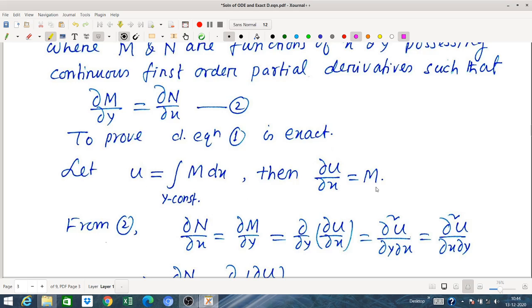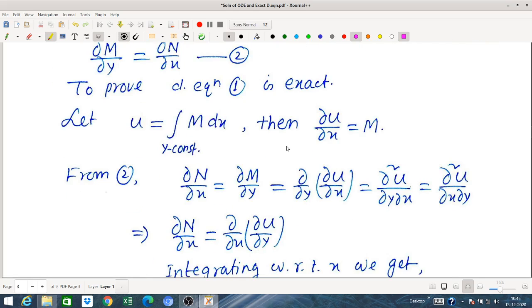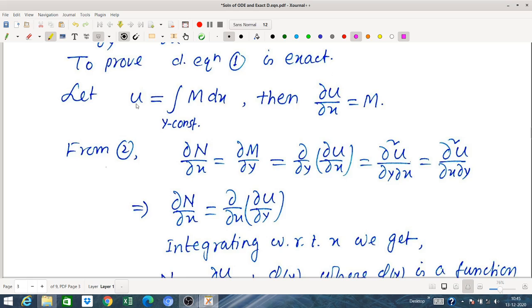Then del u by del x is m, because differential and integral cancel each other; they are reverse of one another. So del u by del x will be again m, obviously, because u is the integral with respect to x. So if I differentiate u with respect to x, I shall get the function m again.